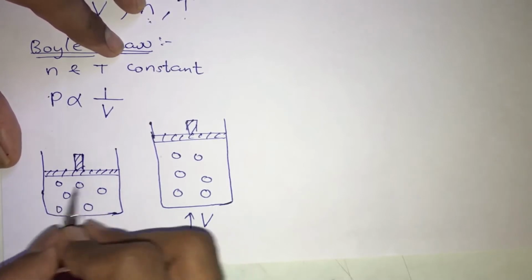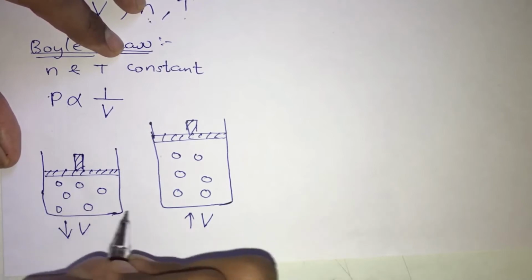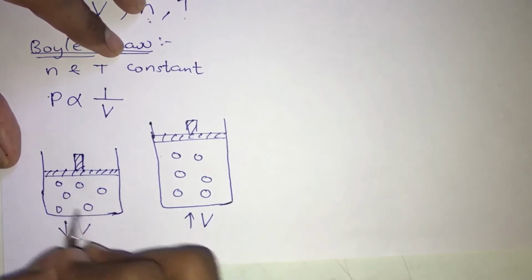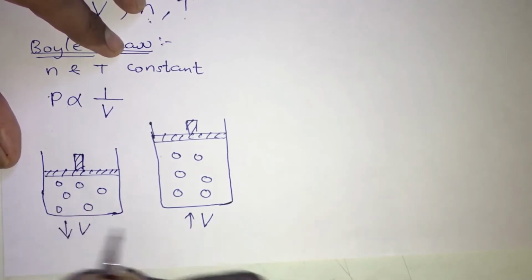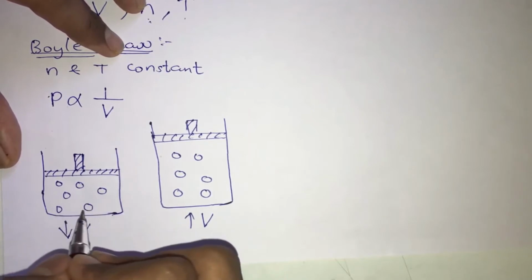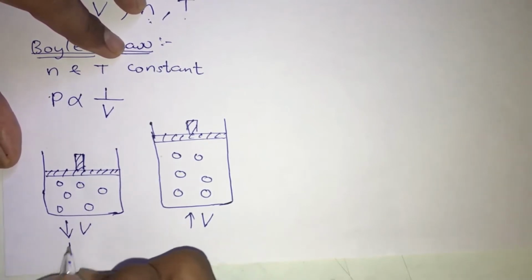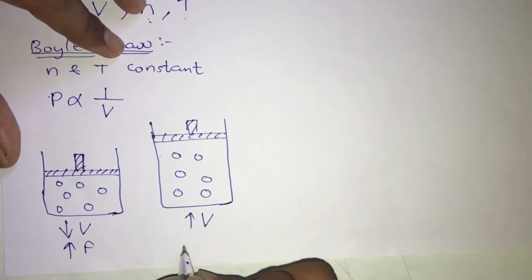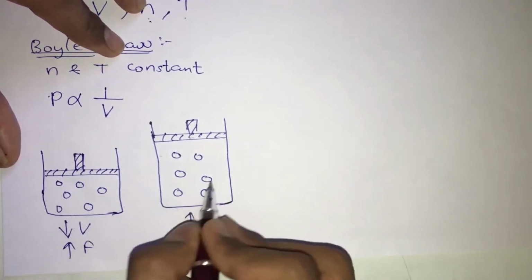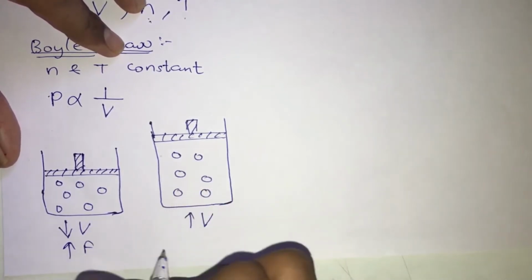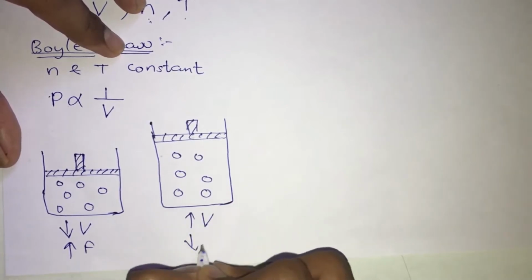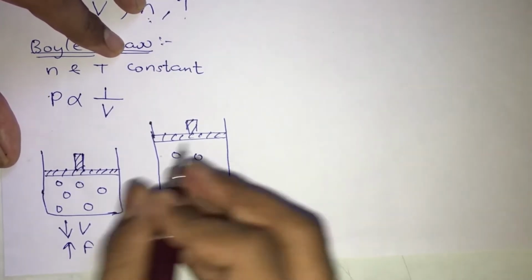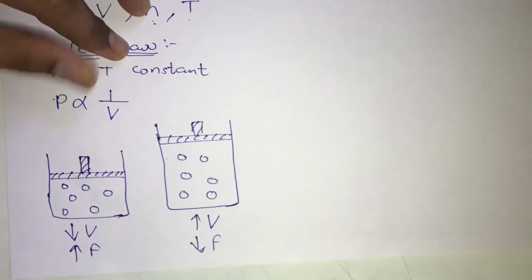How are they going to exert force? They will collide on the walls of the container. Am I right? There is very little space, so obviously they are going to collide on the walls, and when they collide on the walls of the container, they are going to exert force. Now here the force exerted by these moles will be less. Why will it be less? Because they have enough space in the container to move.